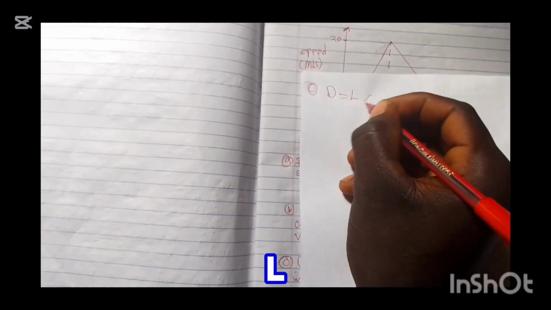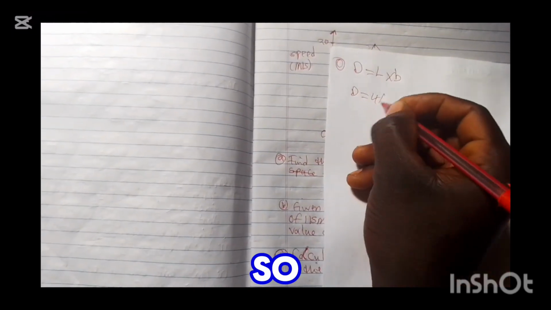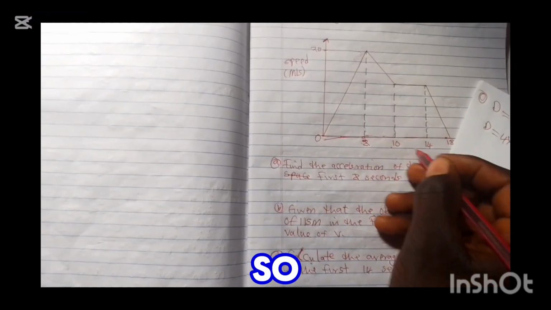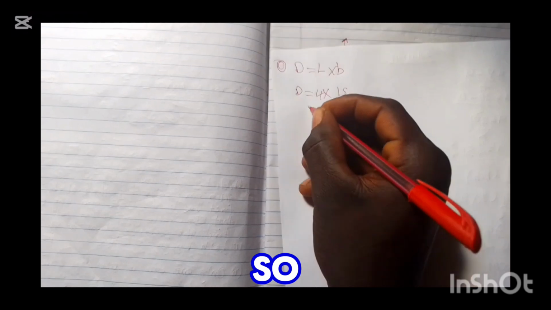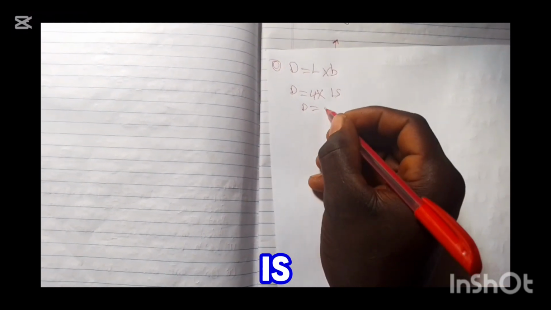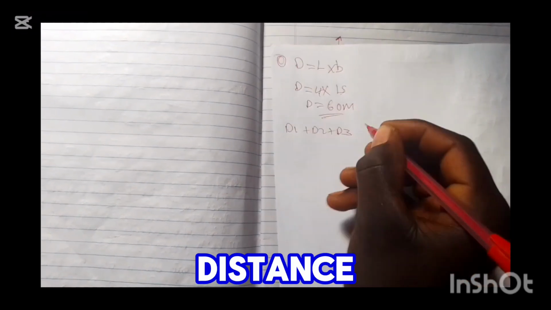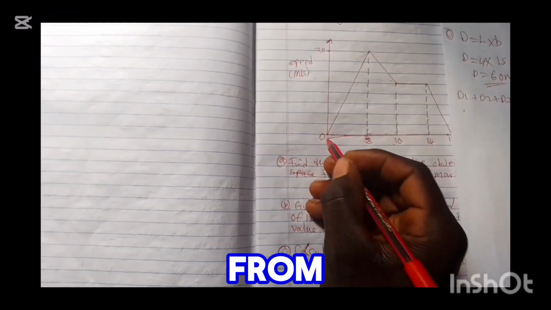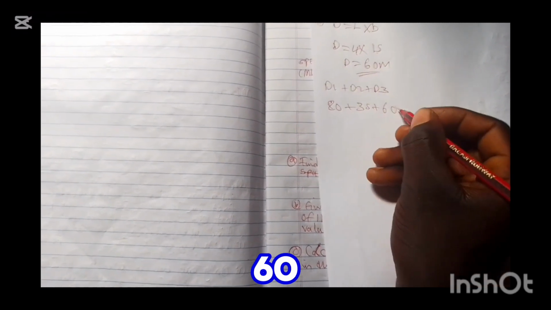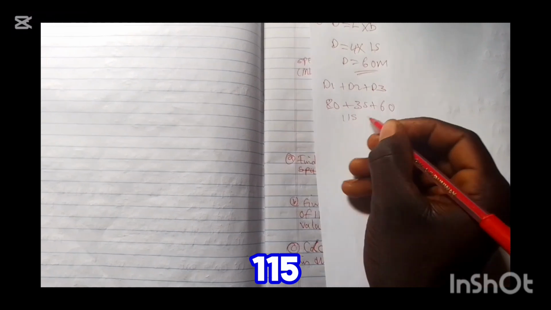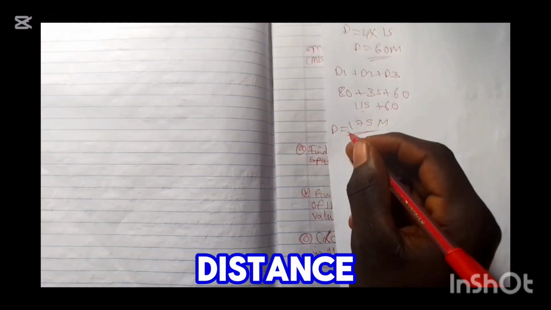So distance is equal to L times B, which is 14 subtracted by 10, which is 4. So 4 multiplied by the height, which we found as the value of V, which is 15. So distance is equal to 4 multiplied by 15, which is 60 meters. So we're going to add distance 1 plus distance 2 plus distance 3. So distance 1, which is 80, plus distance 2, which is 35, plus distance 3, which is 60. So this is 115 plus 60, which is 175. So this was the distance covered in the first 14 seconds.